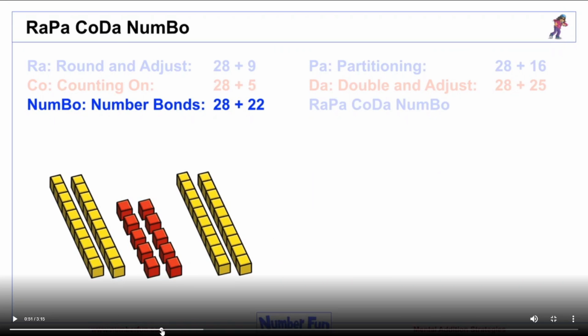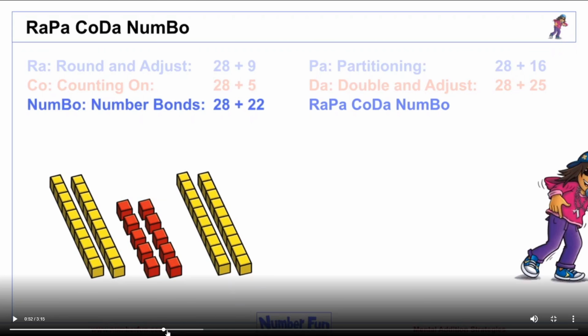You'll see 3 verses of Rapa Coda Numbo with 3 different numbers. Again, if I was using this in class, I'd be pausing right at the start and saying, right, you've got the number 28, you're going to add 9, 5, 16, 22, 25. I'd like you to try each of the 5 different strategies. Let's see what you get. And then I put the song on.